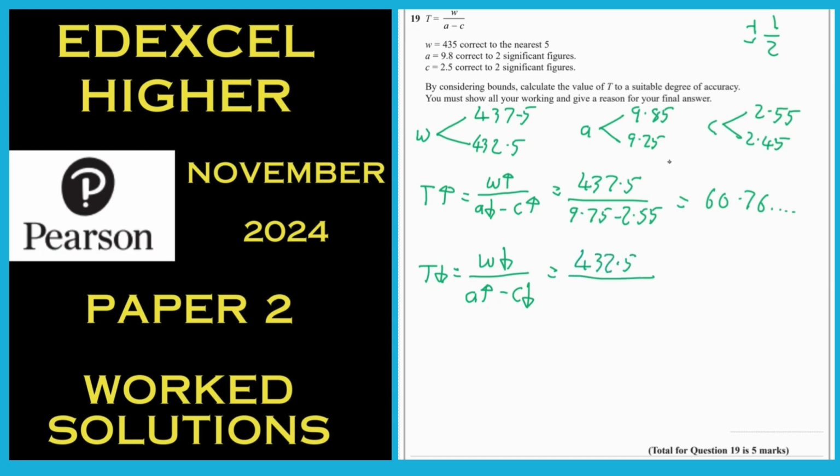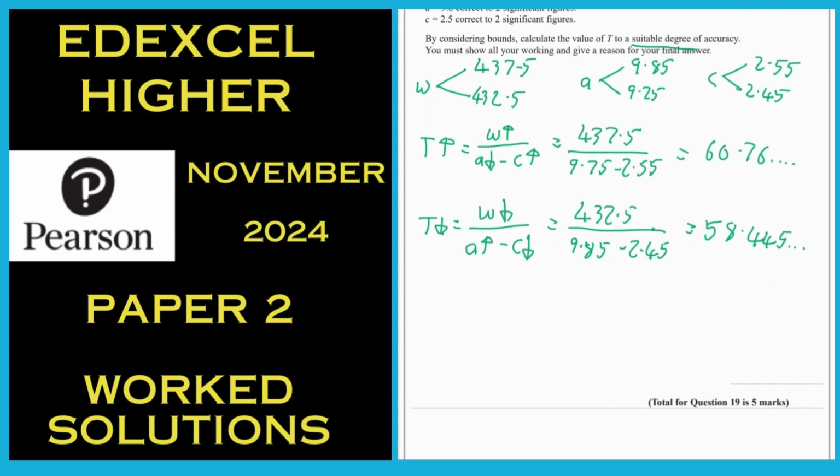That makes this sum 432.5 on your calc divided by 9.85 and 2.45 subtracted, and again approximately giving us 58.445-ish. As you can see, it says by considering bounds, calculate t to a suitable degree of accuracy.